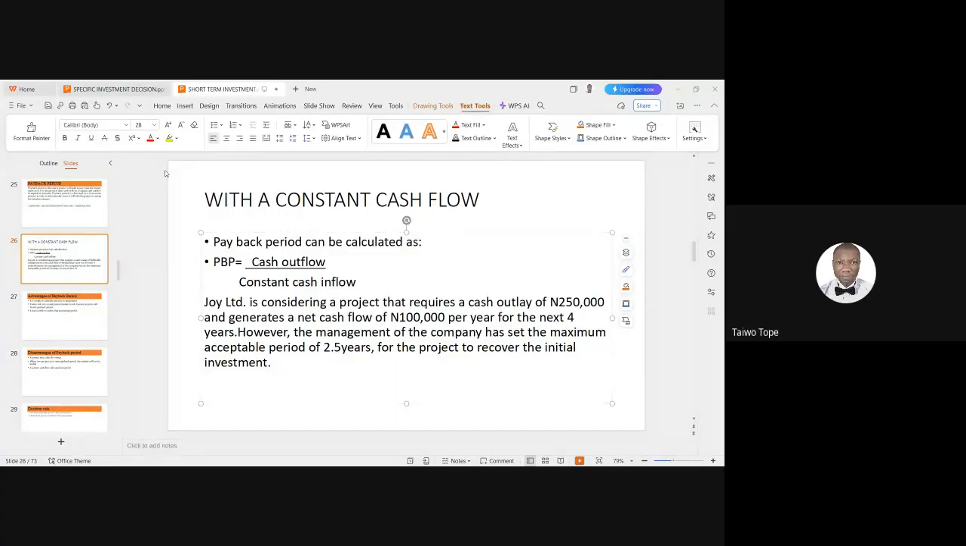Likewise, for mutually exclusive projects, you accept the project with the shorter payback period, provided that it is lower than or equal to the management's predetermined payback period. So looking at this question, what are we going to do?